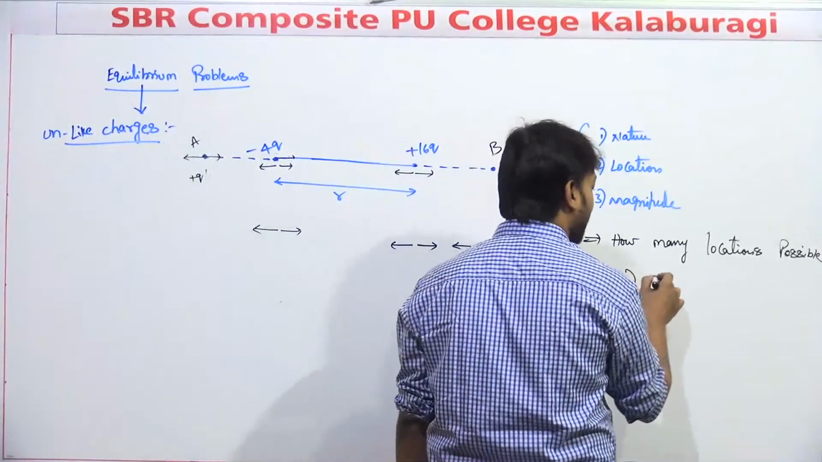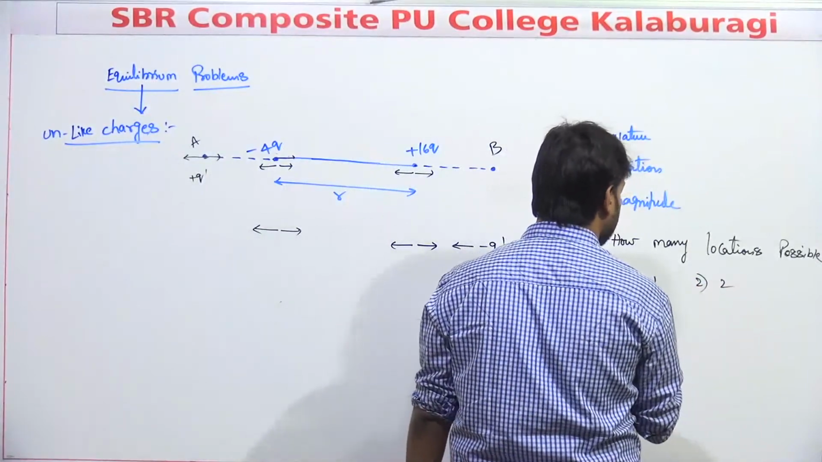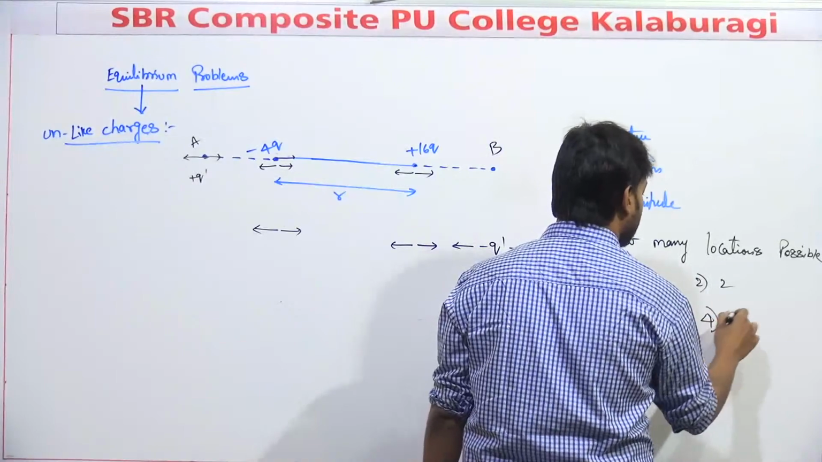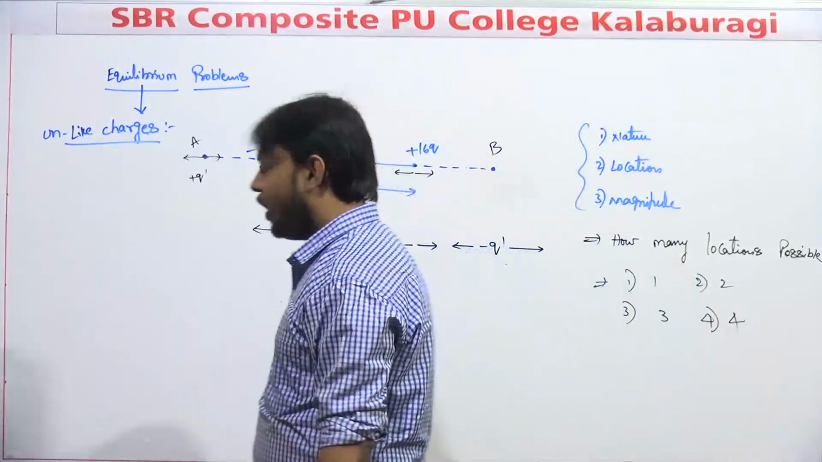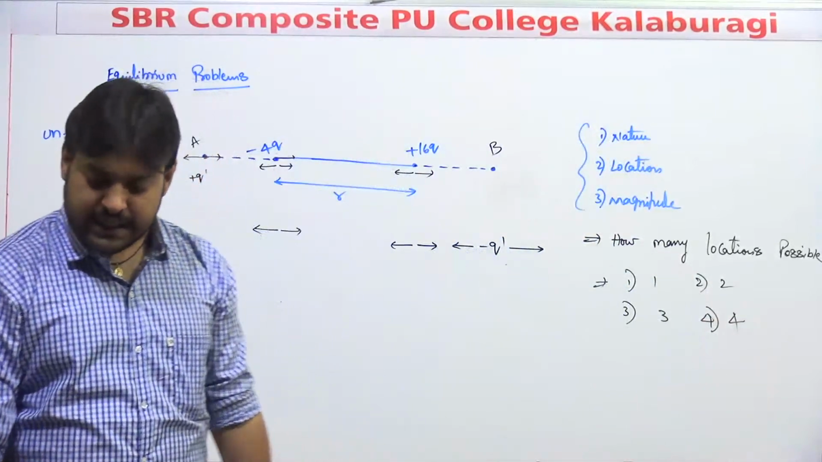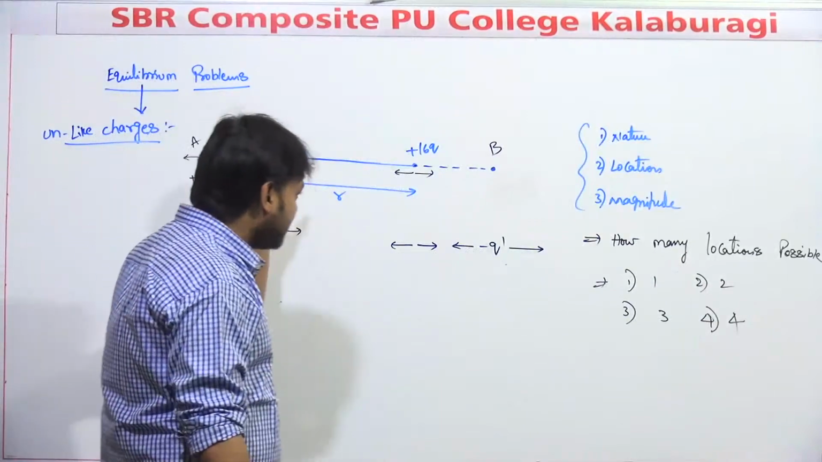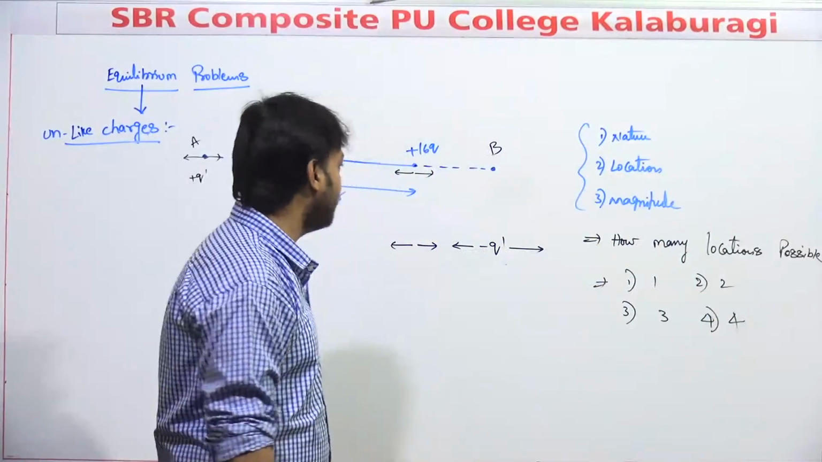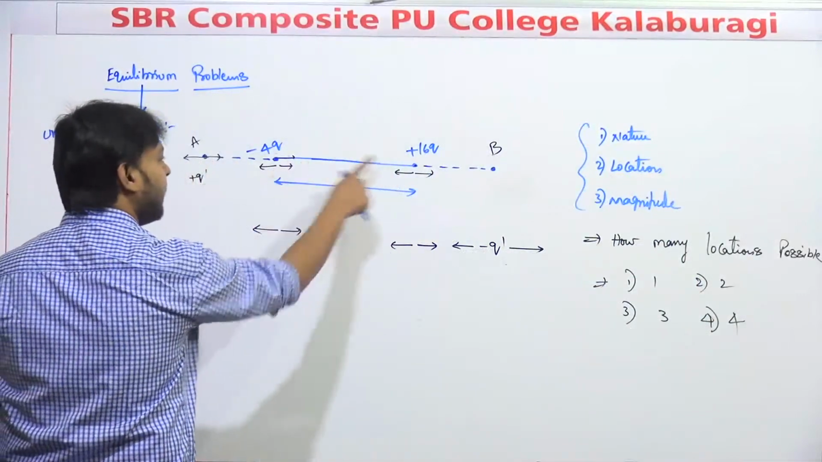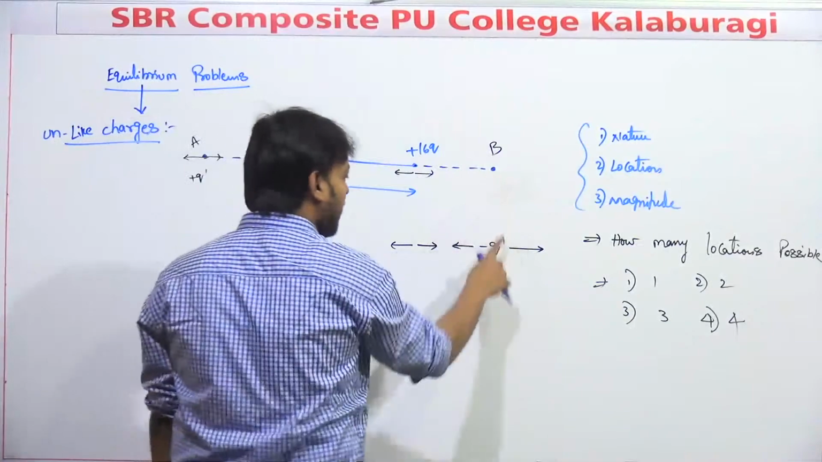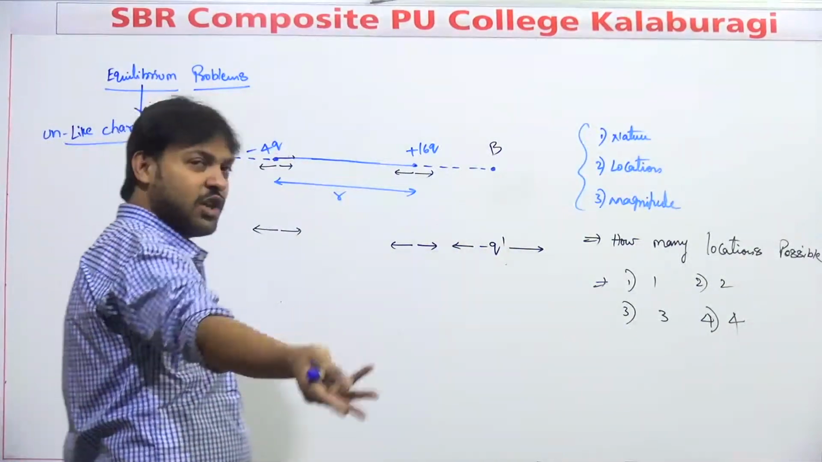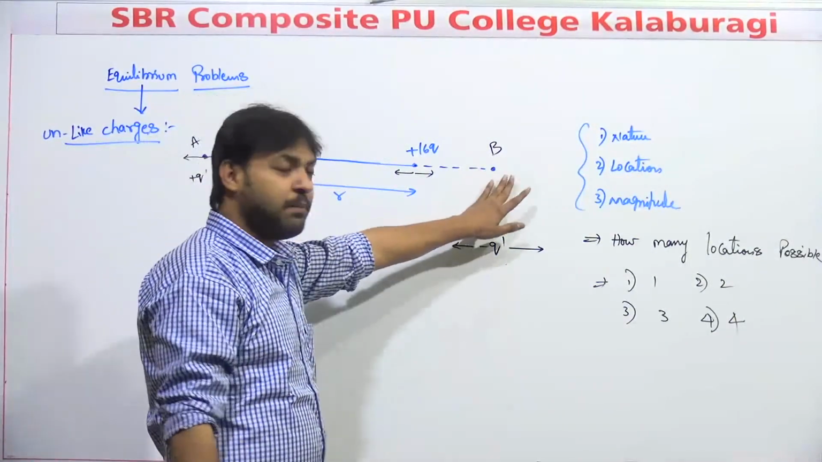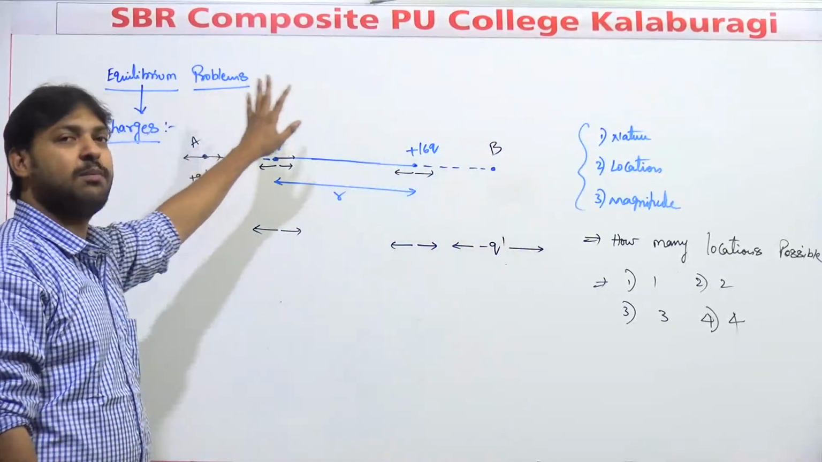First option 1, second option 2, third option 3, fourth option 4. How many locations are possible such that we can place the third charge such that the system will be in equilibrium? Sir, point A is possible. Yes. Point B also possible. All the forces are opposite in direction. So point B is possible as well as point A.